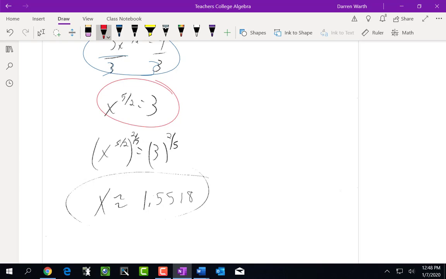Okay, now I'll go ahead and get rid of this 5/2 power. I do its reciprocal, which is 2/5, so 3 to the 2/5. I put that in my calculator, so 3 to the 2/5, that's approximately equal to 1.5518.